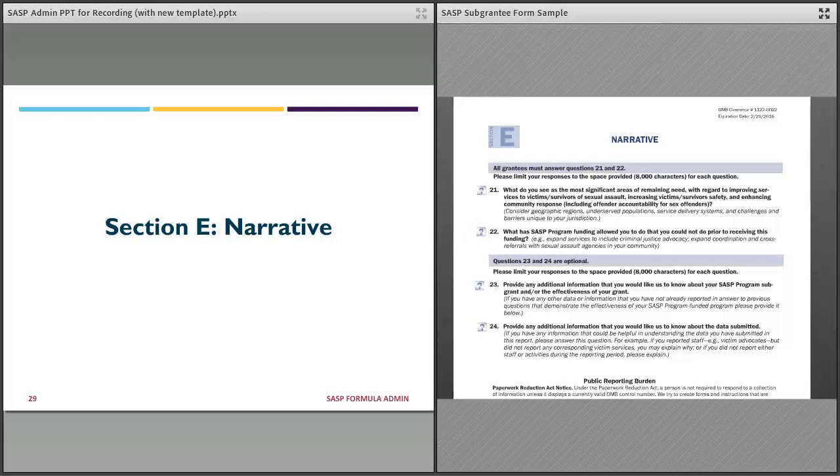If subgrantees have any information about what it was like before receiving SASP Formula program funding that they can compare with results that have occurred after receiving SASP Formula program funding, OVW would really like to hear about those impacts. VAWA MEI can use stories and statistics that subgrantees provide when we write our reports to OVW, so definitely encourage your subgrantees to write very specific examples in questions 21 and 22.